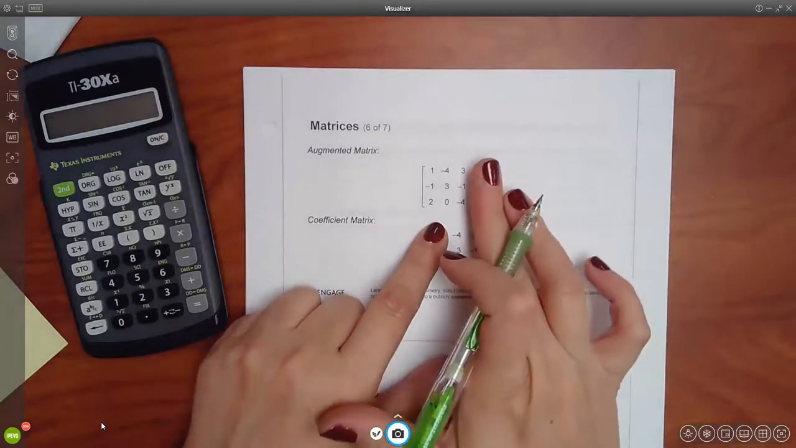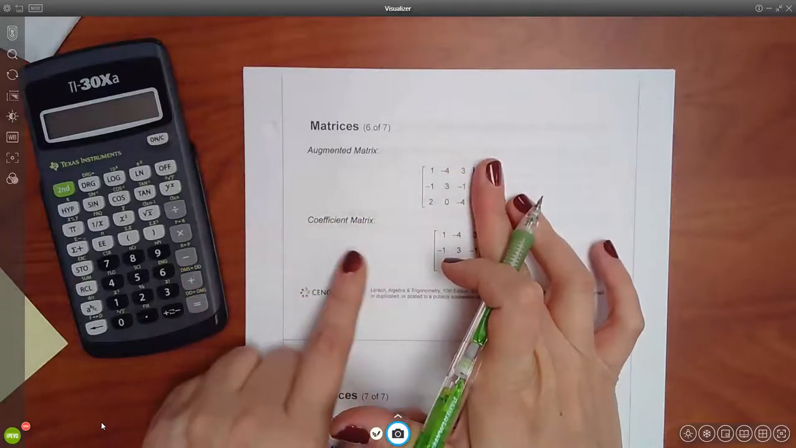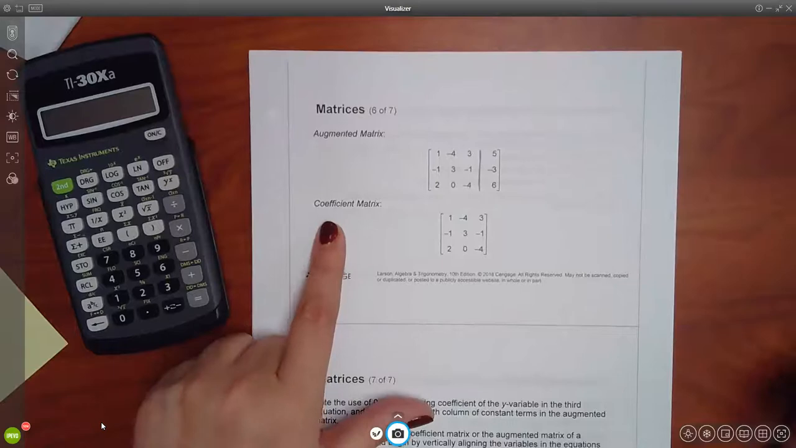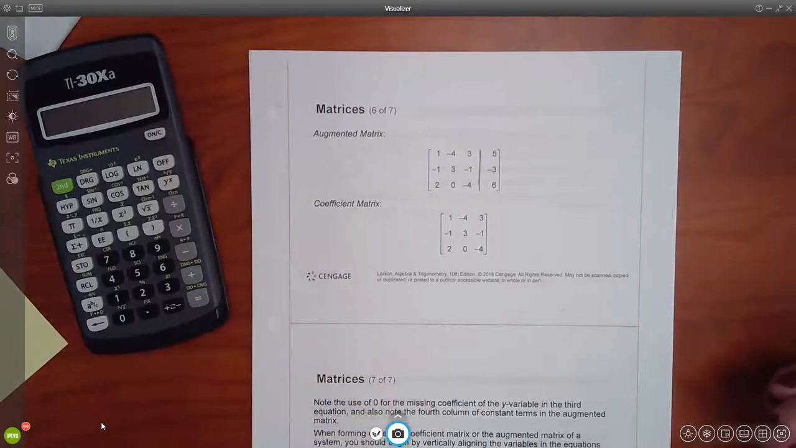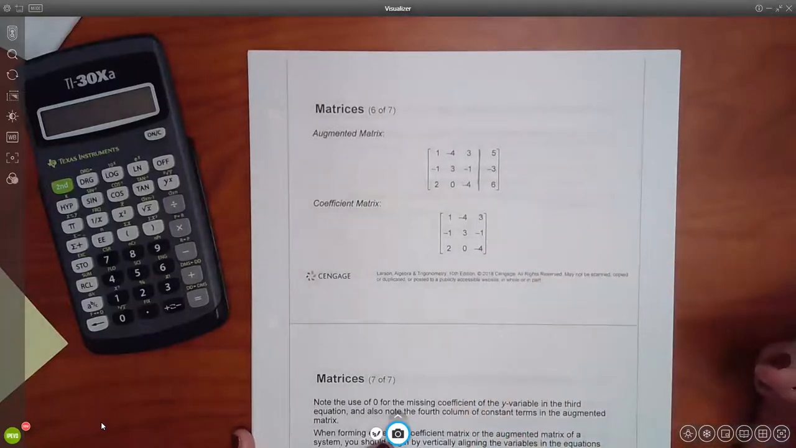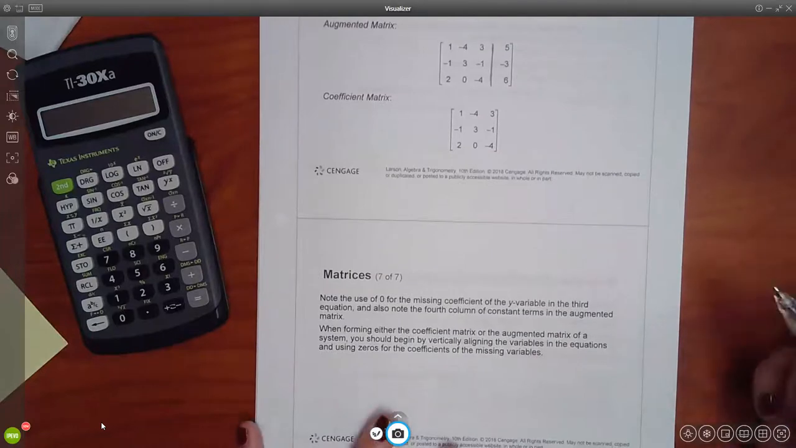If you ignore the constants and you just talk about the coefficients, it's called the coefficient matrix, okay? We don't use the coefficient matrix too much, but it will pop up in one problem that we have to do or talk about. But we don't typically do a whole bunch with this. We're going to do a whole bunch with the augmented matrix though.